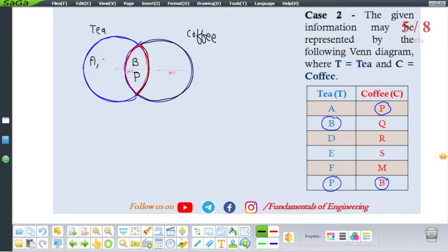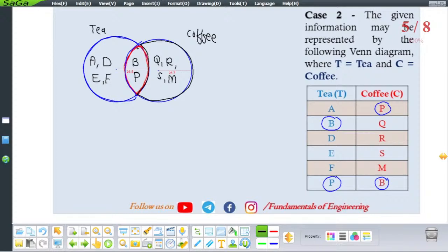Q, R, S and M like to drink only coffee. Others, B and P, both like tea and coffee. So this is the second case or second type, where there is a similarity between two objects. Similarity between two objects we can represent.